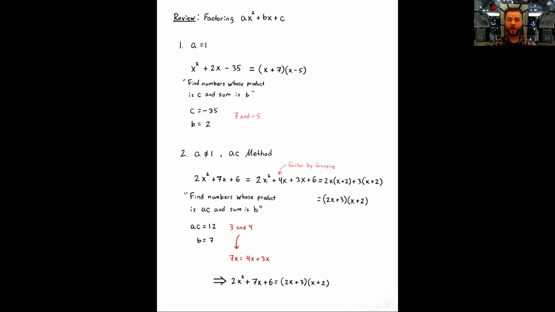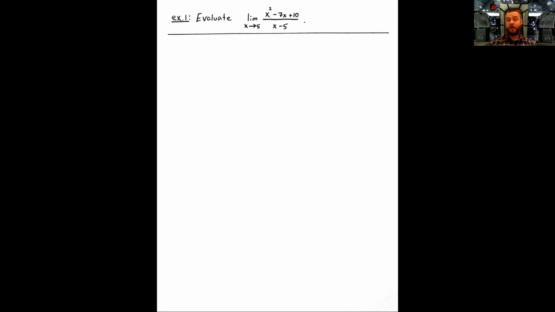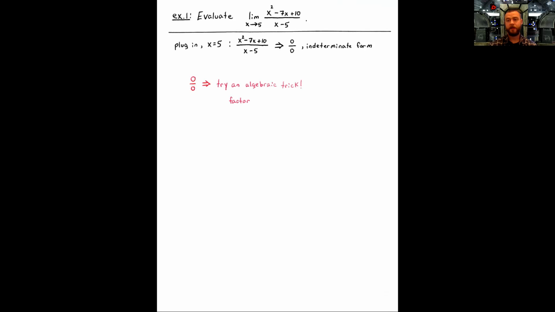All right, with that out of the way, let's get to example 1. This was kind of our motivating example in part 1 about limits with indeterminate forms. Let's try to see what happens here. We mentioned something about plugging in earlier. Let's try plugging in. And notice what happens. We get 0 divided by 0, which is an indeterminate form.